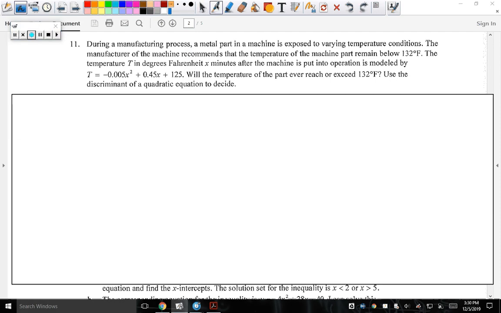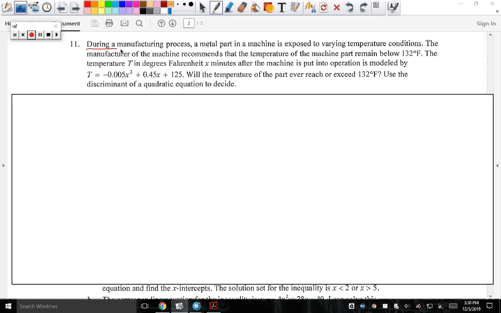So number 11 from the with calculator portion. Just because it's with calculator, some of these I may still do without a calculator so you get that extra practice, because there's a lot of questions on the test that are non-calculator. Alright, so let's begin.